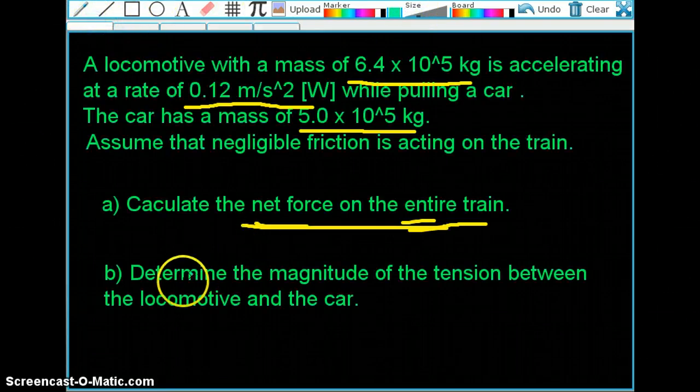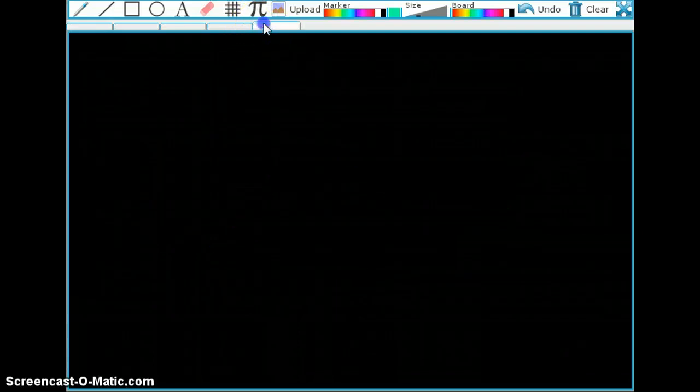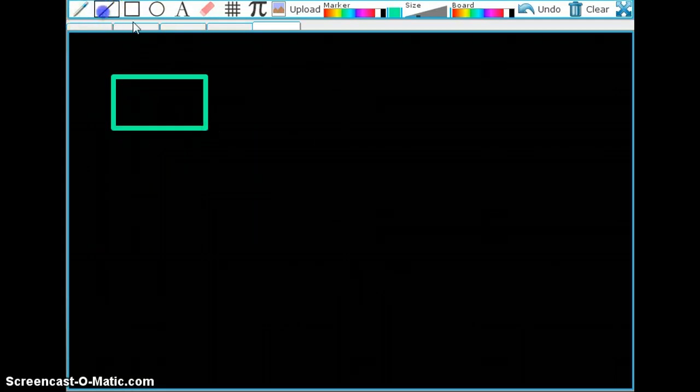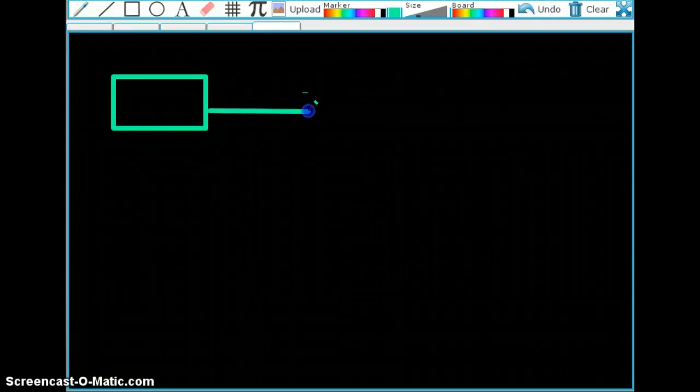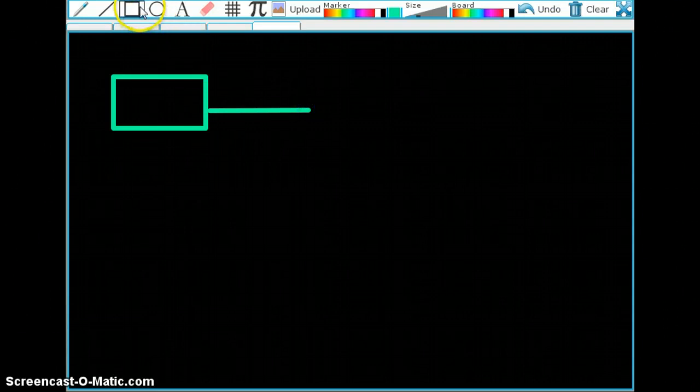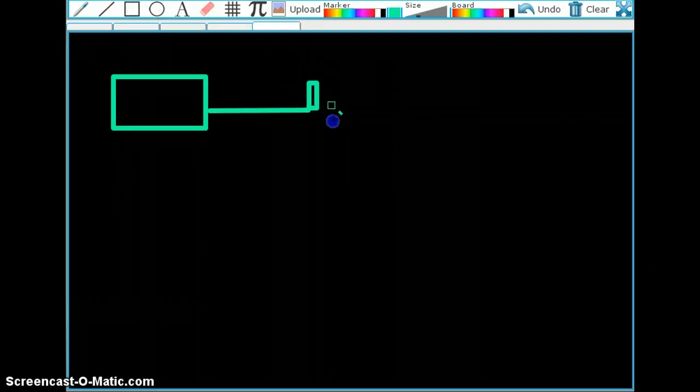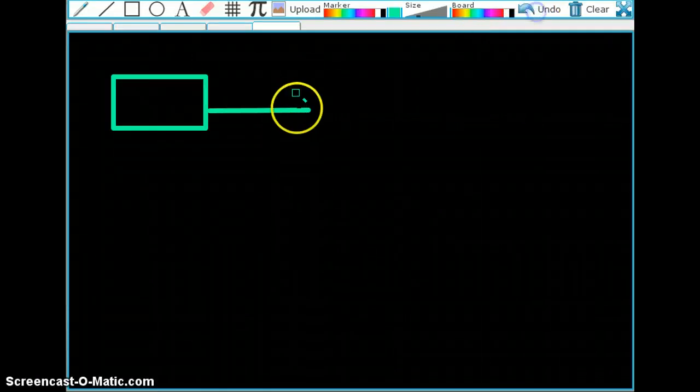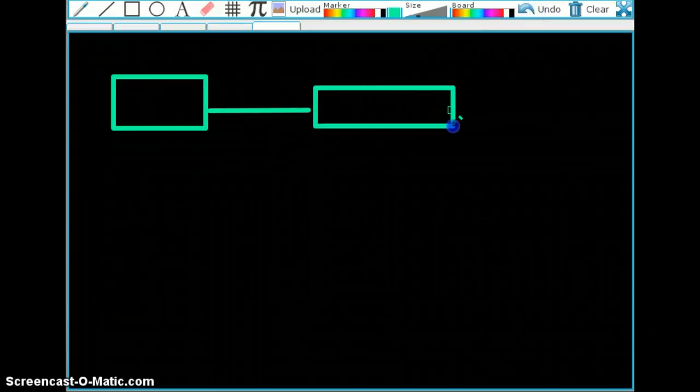Part B is asking us to determine the magnitude of the tension between the locomotive and the car. Obviously, the car and the locomotive are somehow joined together, so we can again sketch out a nice quick little diagram, nothing too fancy. You have your locomotive, and you have a car attached to it somehow. It's obviously not a rope, it's more of a metal kind of thing, but anyways, it's attached to it.